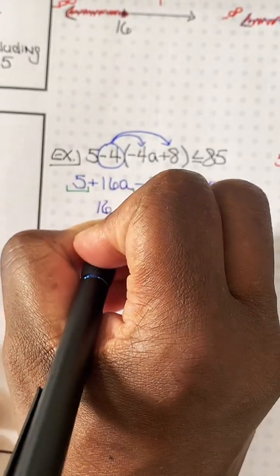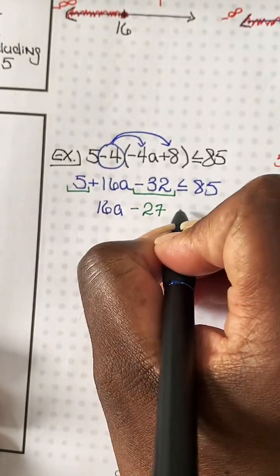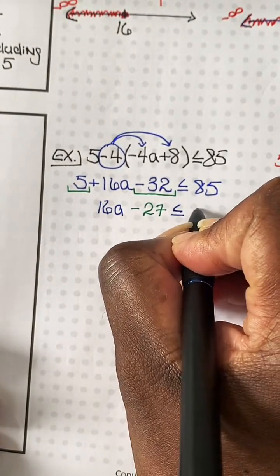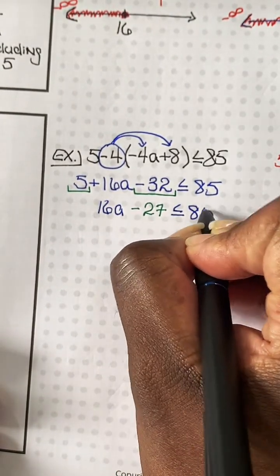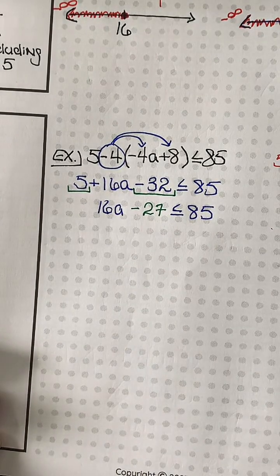So we got our 16a. We're bringing down our inequality sign as is. We're not flipping because we didn't do anything to cause that flip.